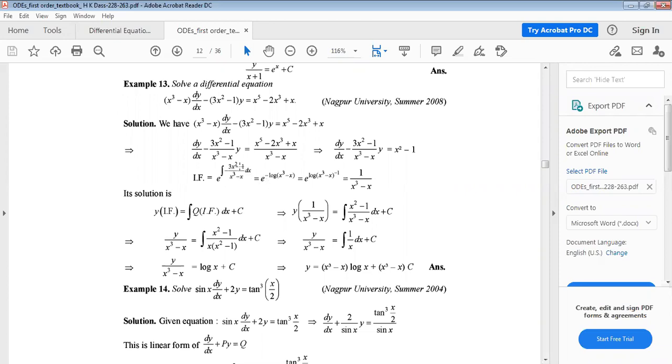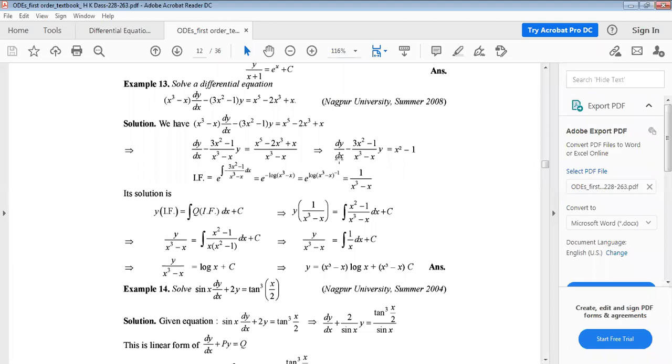This equals, after integration, what will it be actually? The differentiation of the denominator is the numerator, so we can write log of the denominator. So e to the power minus log, this minus can be written as a power, using the properties of logarithm. So e and log cancel, and only the term 1 by x cube minus x remains. This is actually the integrating factor.